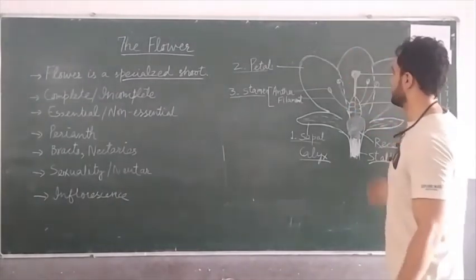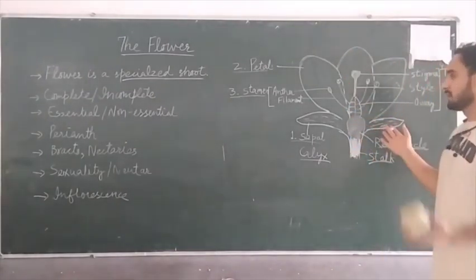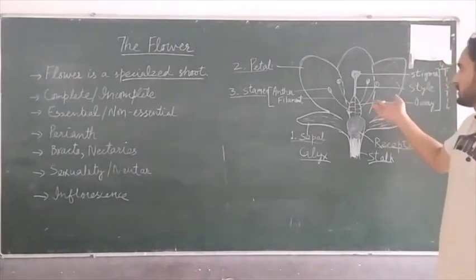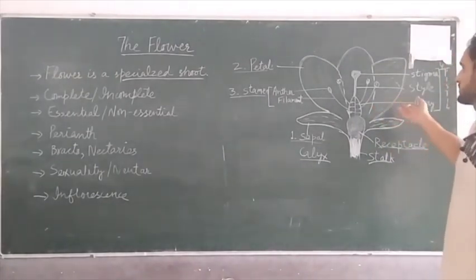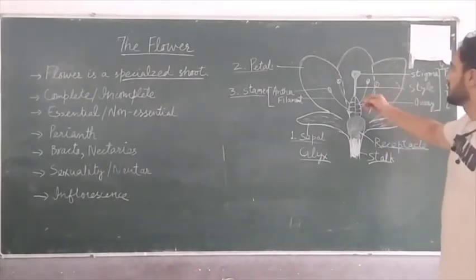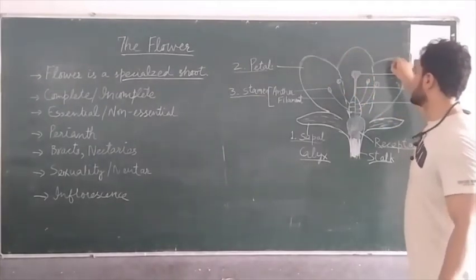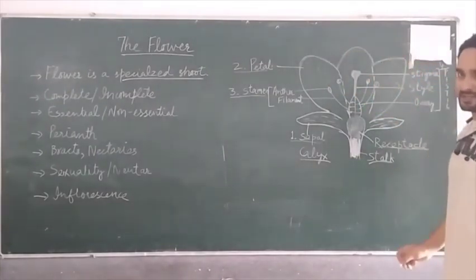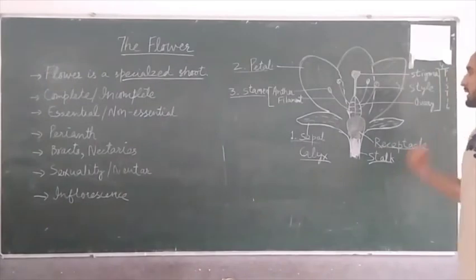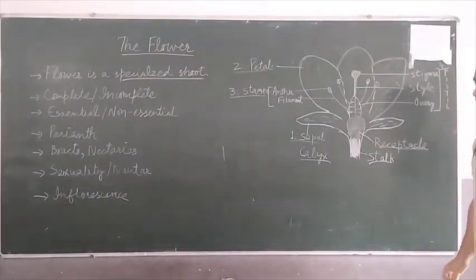So I have drawn 3 petals here as I could draw, because it's not possible to draw a 3D diagram on the blackboard. So I have drawn a 2D structure. These 1, 2 and 3 are the petals. Petals are the colored parts of a flower.